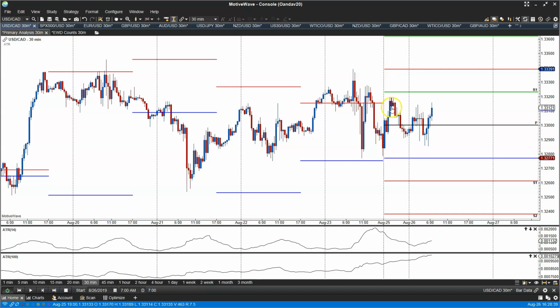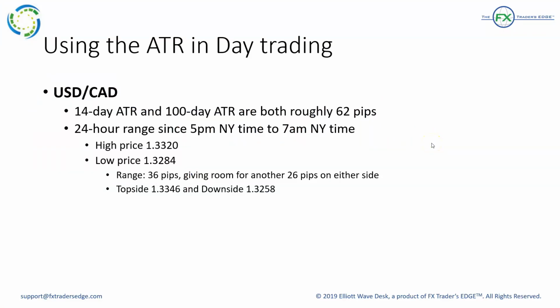And all I did was I put my cursor in to see what the high of the range was, and we see that it was 133.20, and the low of the range was 132.84. That is the period leading up to the New York Open at 7 a.m. And you can see that during the night until 7 a.m., the dollar Canada just traded in this range. I just showed you how we came up with the high price, the low price, the range of 36 pips, giving room for another 26 pips on either side.